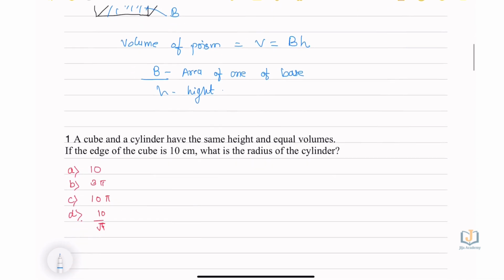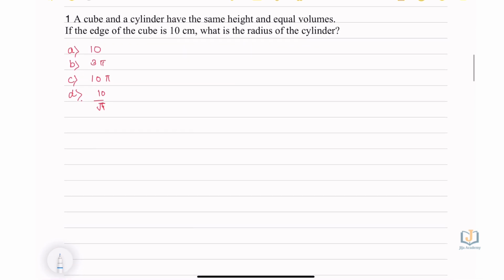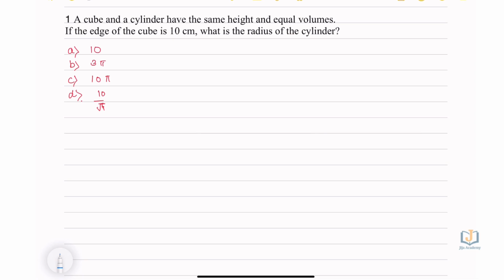Now we are taking some problems. The first problem: a cube and a cylinder have the same height and equal volume. If the edge of the cube is 10 centimeter, what is the radius of the cylinder? Here the cube edge is equal to 10 centimeter, so the volume of the cube is 10 cubed, which is 1000 centimeter cube.